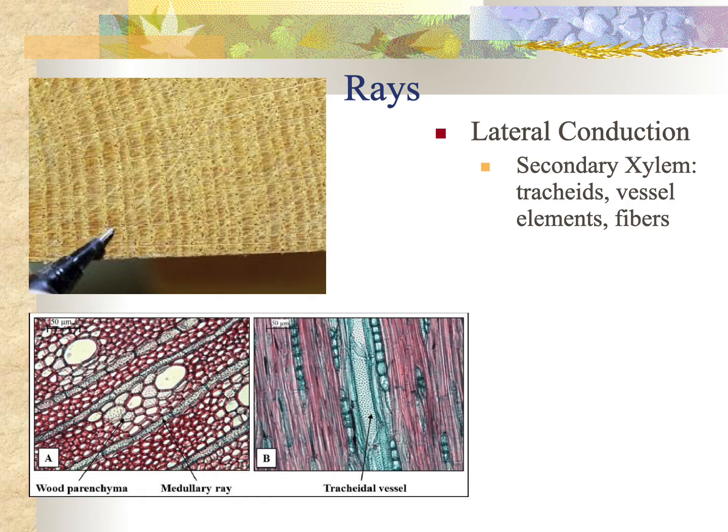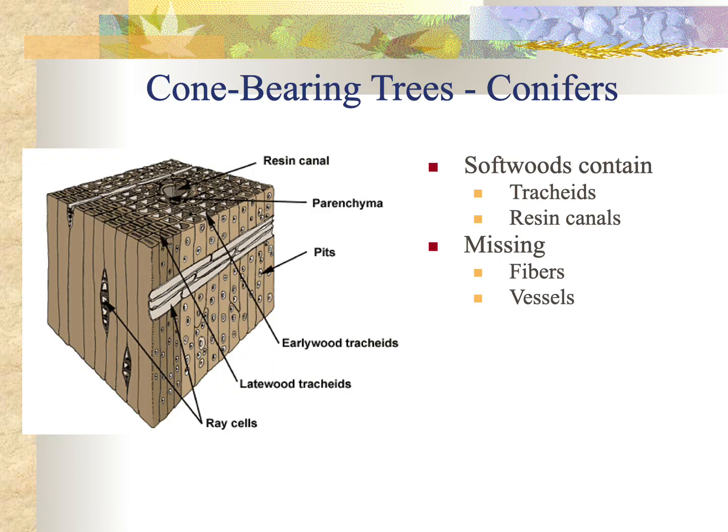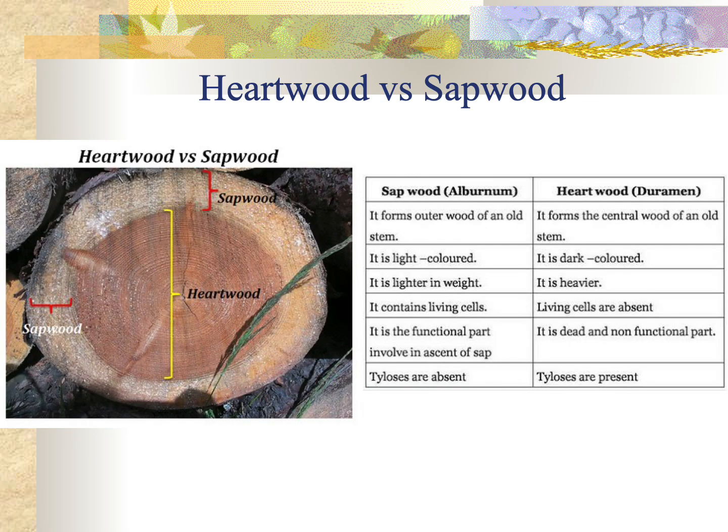to outer areas. The cone-bearing trees also contain wood that's secondary xylem, but here the softwoods will contain tracheids and resin canals and be missing some of the fibers and vessels. They'll still have ray elements. They'll still have those other things. Here, okay, sapwood and heartwood show the differences in there. Heartwood is non-functional, darker, heavier, may rot, but doesn't really hurt the tree.